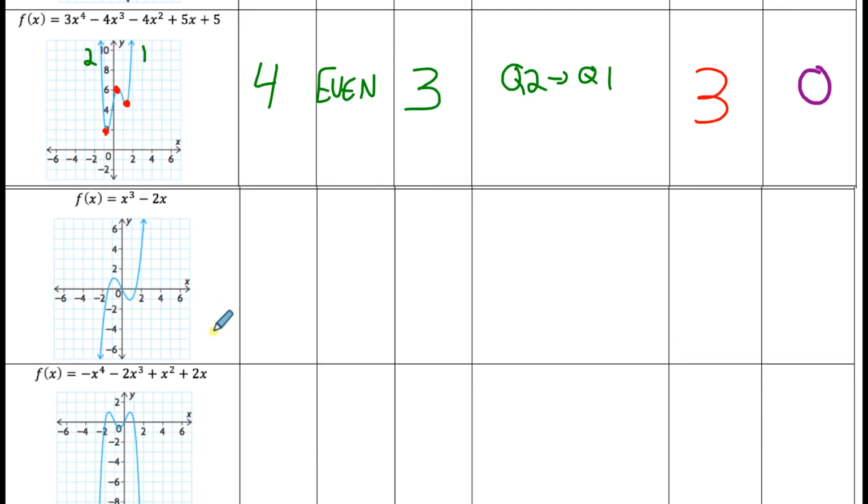Let's do one more together. This polynomial function is degree 3. That's the highest degree term. So this time we have an odd degree polynomial function. Its leading coefficient is 1. Positive leading coefficient, odd degree. That's going to go from quadrant 3 to quadrant 1.